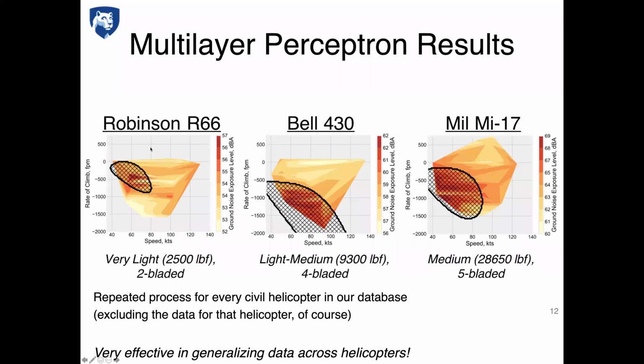Here I'm just going to show, for the one multilayer Perceptron, how well it did on a selection of these models. There's a paper where you can see we have results for all 12 helicopters. In general, the region shown in a hashed shaded area is the region that the model identifies as noisy for a helicopter it hasn't seen before. It does a pretty good job identifying what seems to be the noisiest region of that envelope. So this is a pretty successful approach in generalizing our data.